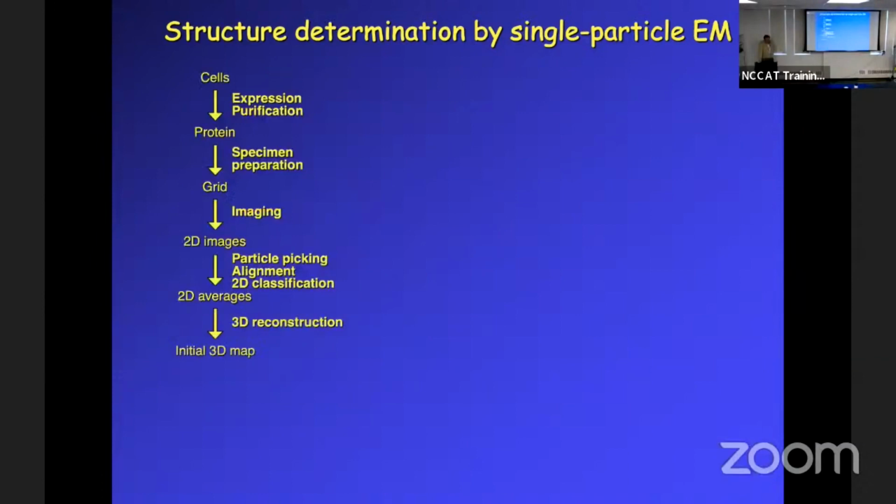So now you have 2D averages, and you have to make an initial 3D map out of this. And that's one of the big things in cryo-EM. You have only projection data, but you want to understand the 3-dimensional structure of your protein. And that's actually a tricky bit. Not anymore, but it used to be a real problem to do that.